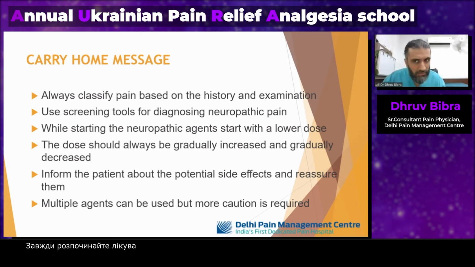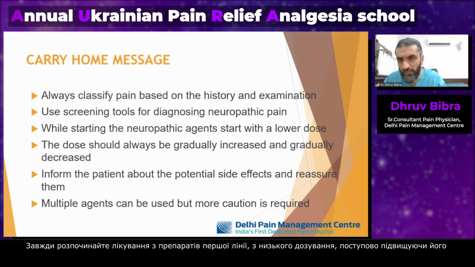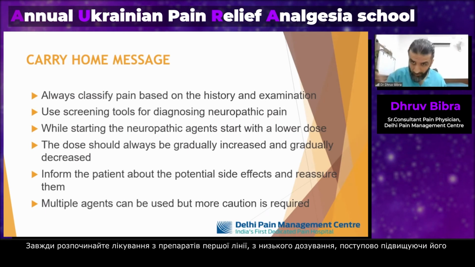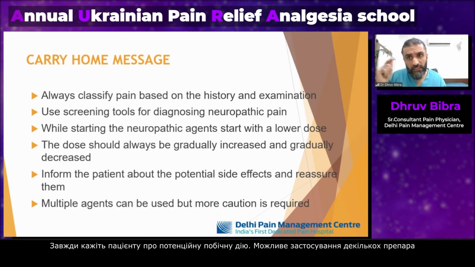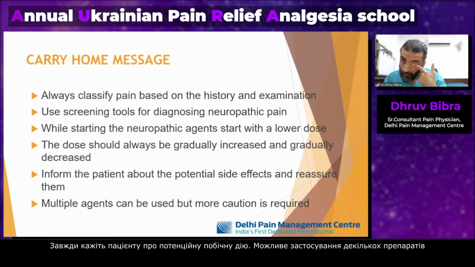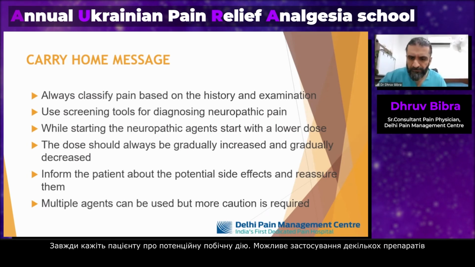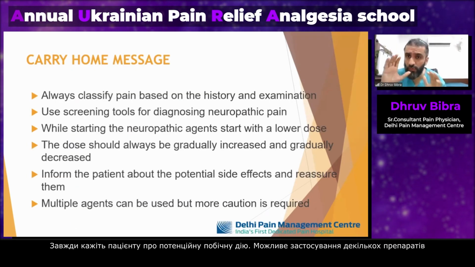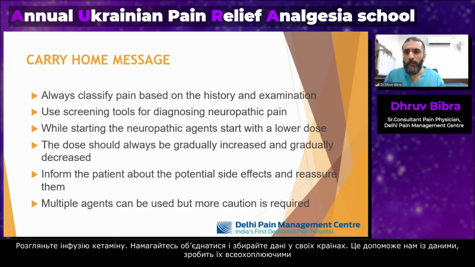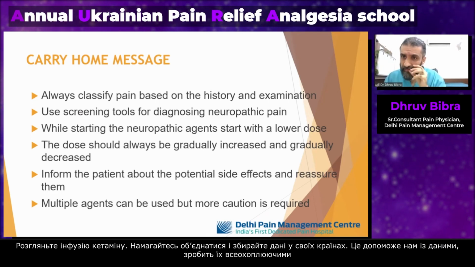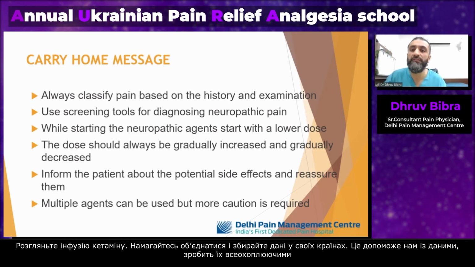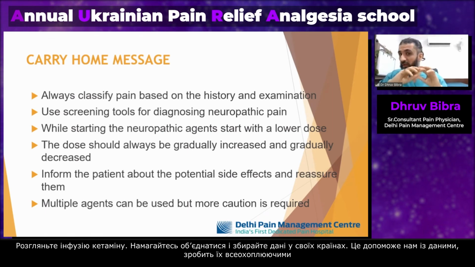So always start with first line neuropathic agents, start with a lower dose and gradually increase the dose. Always tell the patient the potential side effects which are there, and try to use them to their advantage. If required, multiple agents can be used. Do not hesitate. Consider using ketamine infusion. And as for the rest, try to incorporate, share and get the data from your own country. It will actually help us form data which is more universal.